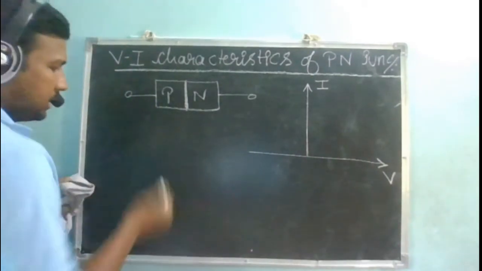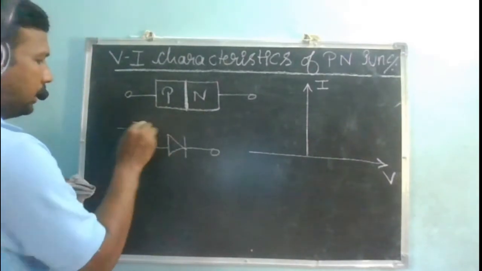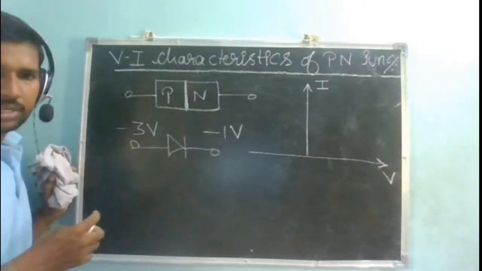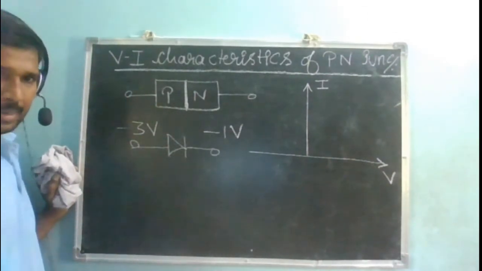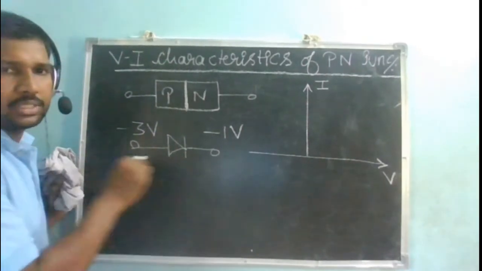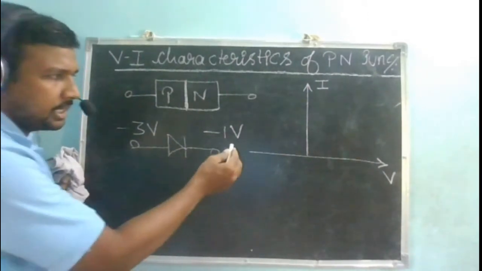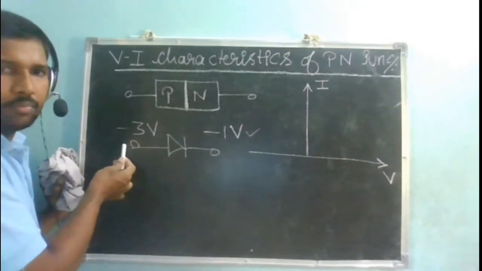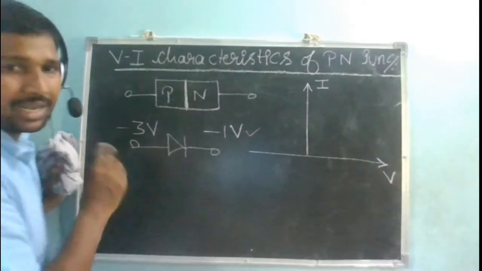Suppose I have considered a diode like this, minus 3 volts and minus 1 volt. Is it forward biased or reverse biased? Reverse bias. Just check whether the N side is more in potential or the P side is more in potential. Because the P side is more negative, a less negative number is greater than a more negative number, so the N side is more than the P side. That is why this is reverse bias.